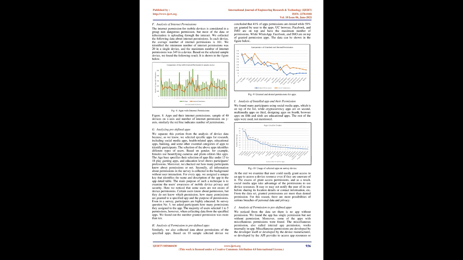G. Analyzing predefined apps. We separate this portion from the analysis of device data because, as we know, we selected specific apps for research, including social media apps, health-related apps, educational apps, banking, and some other essential categories of apps to identify participants. The selection of the above apps identifies different types of users.